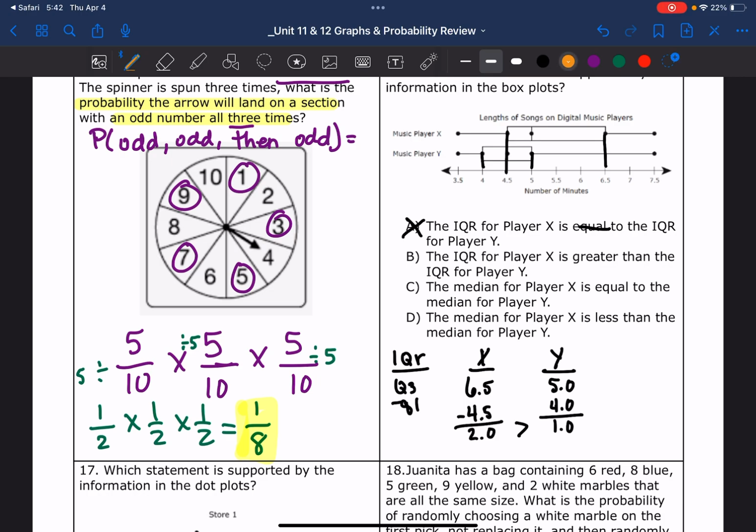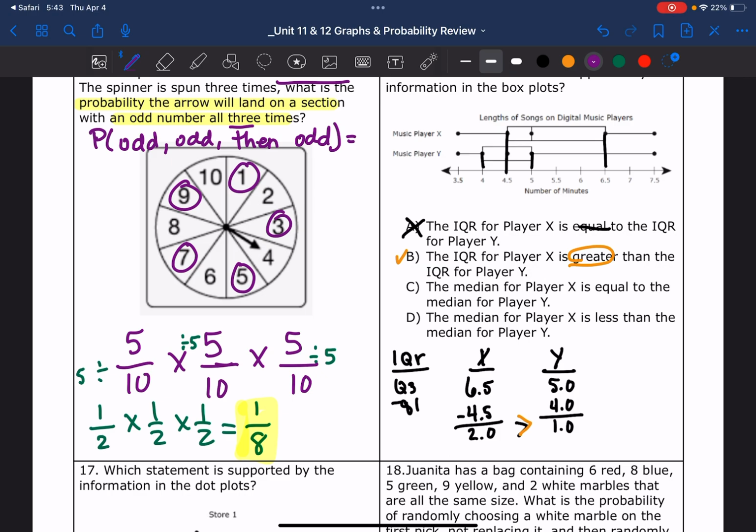Let's look at B. B says player X, we've already done the IQRs, is greater than 1. And that is true. It is greater. Do we have to continue? No. Am I going to? Yes, because I want you to see the difference.